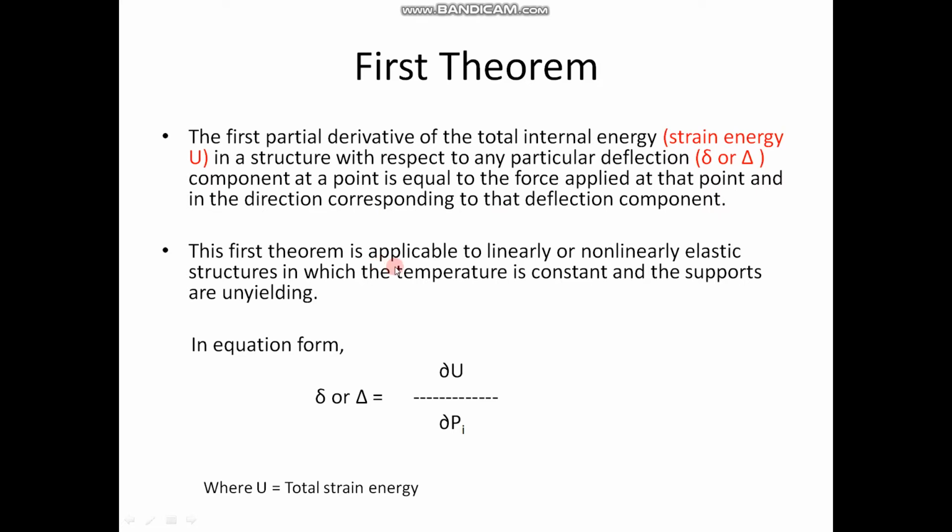This theorem is applicable to linearly or non-linearly elastic structures in which the temperature is constant and the supports are unyielding. This above mentioned theorem of Castigliano can be expressed in the form of an equation as: the deflection, del, equals the partial derivative of strain energy U with respect to the applied load P.